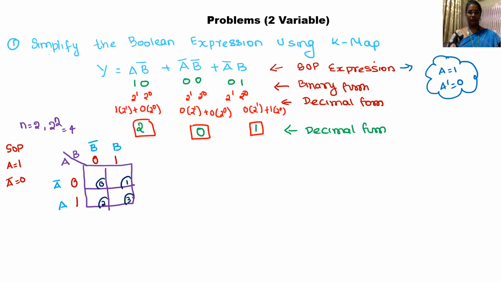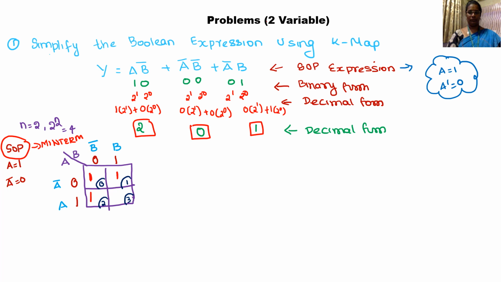K-map with 1s, because if it is an SOP, that is, if it is in the minterm, then I need to fill up my K-map blocks with ones. So in place of cell 2, I represent it by 1. In 0, I represent it by 1, and this cell I represent as 1. So once I have filled up my K-map with my ones, the next step is grouping.